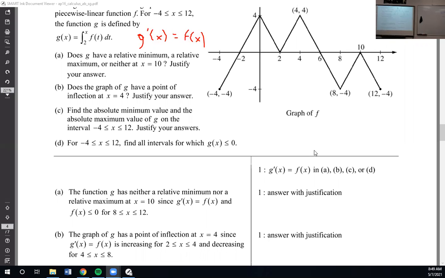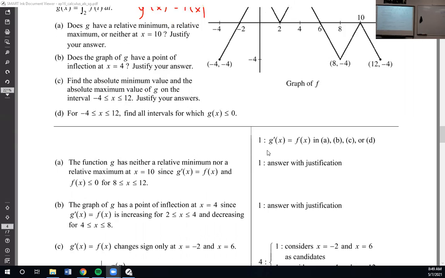Since I have the graph of the derivative in front of me, I can really easily look and see where this is going to change signs. This is going to change signs at -2. It's going to change signs at +6. So we have those two candidates plus the endpoints. If you say that, you get a point. Then we need to talk about the endpoints as well.